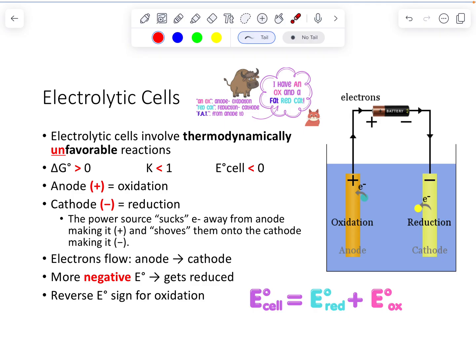It's just now that with our reduction potentials, the more negative one is going to get reduced. So this is the more negative one and this is the more positive one. And so we still reverse the sign for oxidation, but now we're going to reverse the one that's more positive, because we want our overall E cell to be negative.